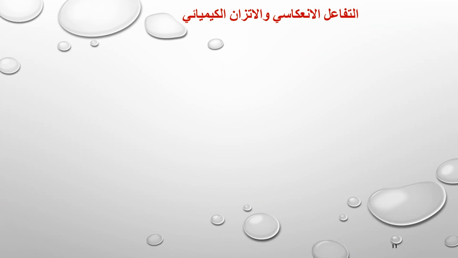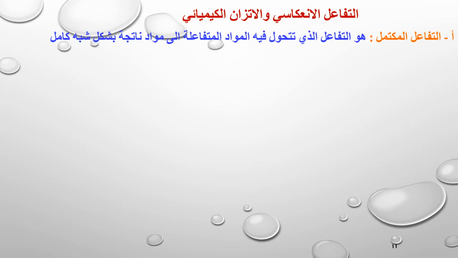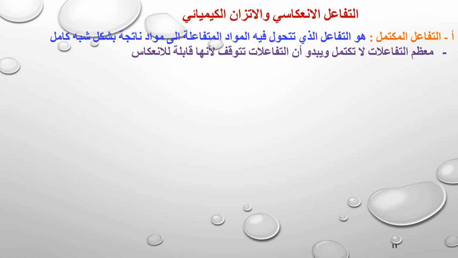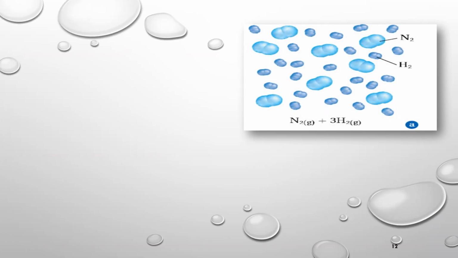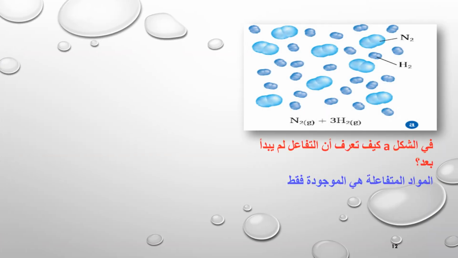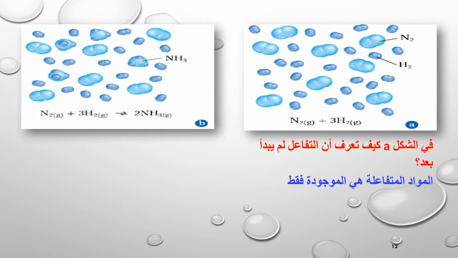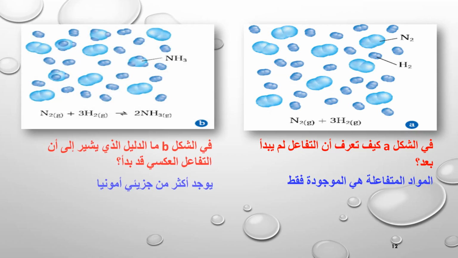A complete reaction is one where reactants are almost entirely converted to products. Most reactions do not go to completion and seem to stop because they are reversible. A reversible reaction is a chemical reaction that can proceed in both forward and reverse directions, such as the example shown here. In Figure A, we know the reaction has not started because only the reactants are present. In Figure B, the presence of more than 2 ammonia molecules indicates that the reverse reaction has begun.